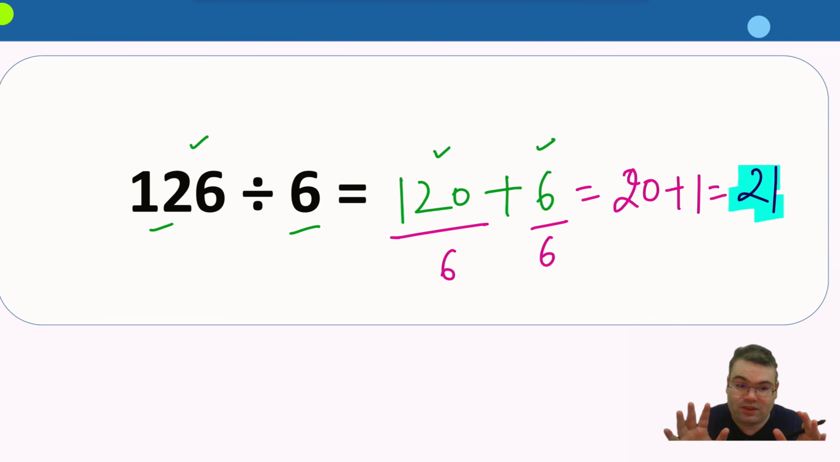No need to write this step. This thing you will do in your mind. 120 divided by 6 is 20. 6 divided by 6 is 1. So 20 plus 1 is 21. You will directly write down your answer like that, right?